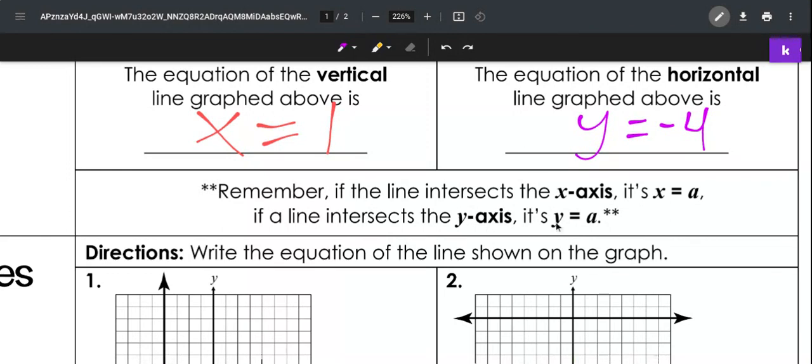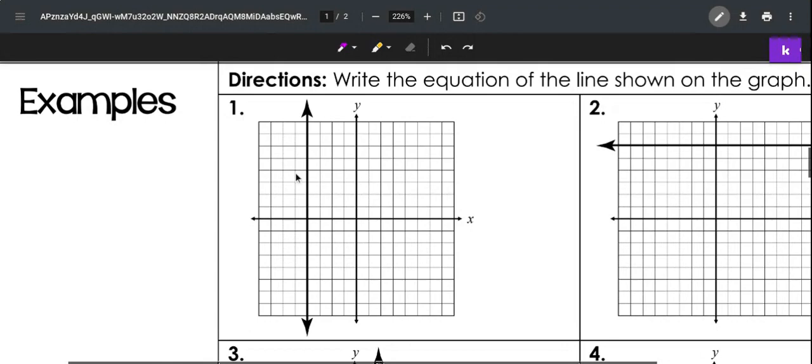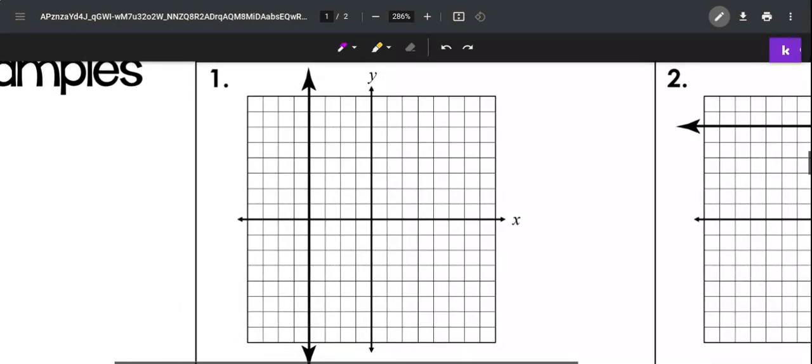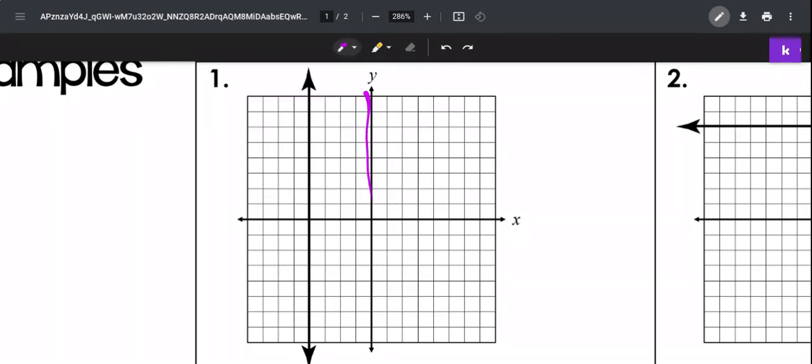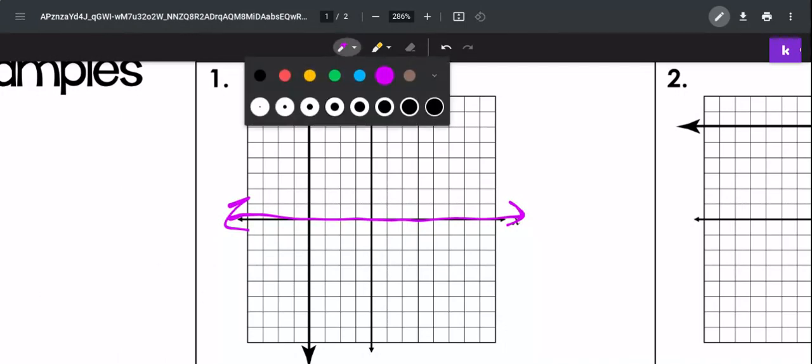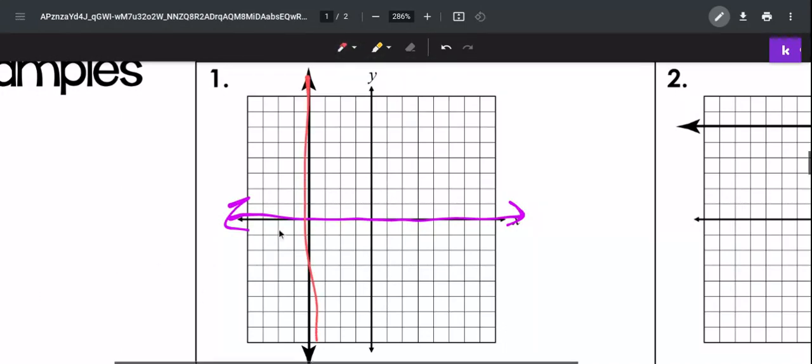All right, now let's look at number one. First of all, we have to ask ourselves, what type of line is number one? It's vertical. The second question is, does it intersect my x-axis or my y-axis? If you look, the y-axis is right here, so those two lines are not intersecting. They're not touching at all. So it's intersecting this x-axis. Or think about it like this: it has to make a cross. If we were to draw these two, those two lines would make a cross.